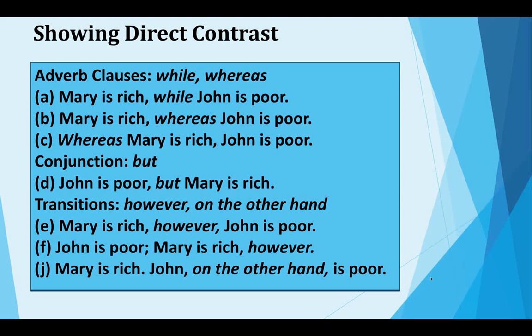Showing direct contrast. Adverb clauses. While, whereas. Mary's rich while John is poor. Mary's rich whereas John is poor. Whereas Mary's rich, John is poor. Conjunction but. John is poor but Mary is rich. Using transitions. However, on the other hand. Mary is rich, however, John is poor. John is poor, Mary is rich, however. Mary is rich, John, on the other hand, is poor.